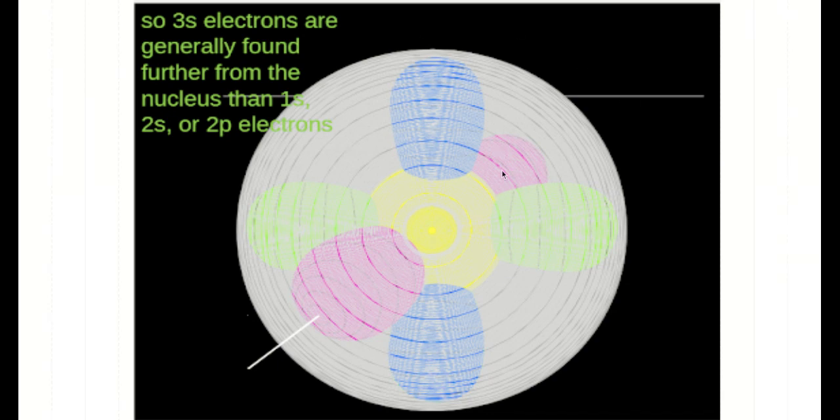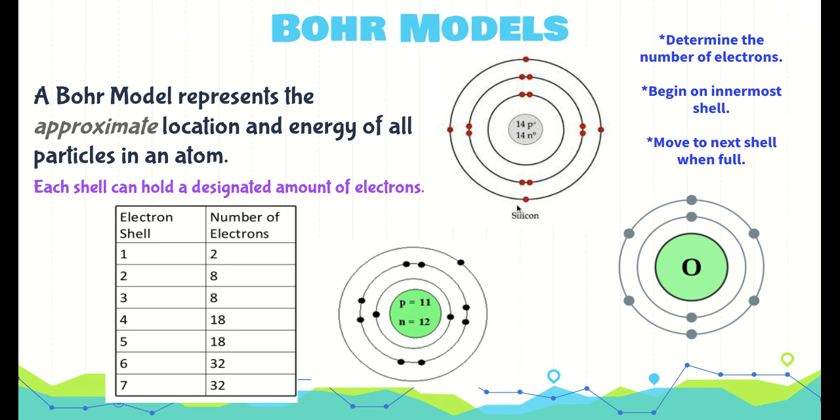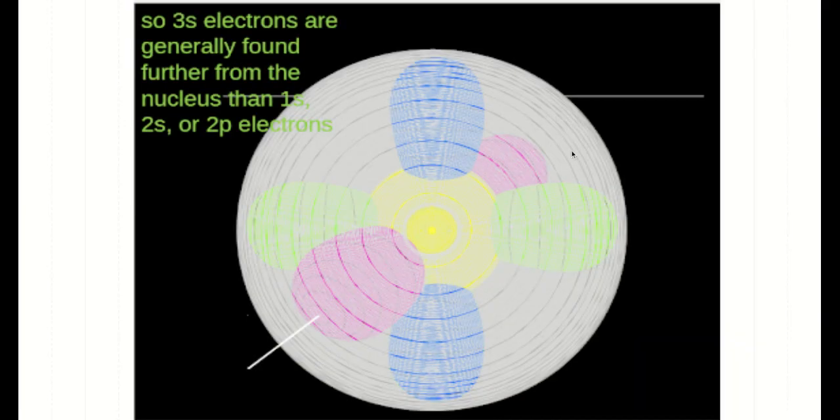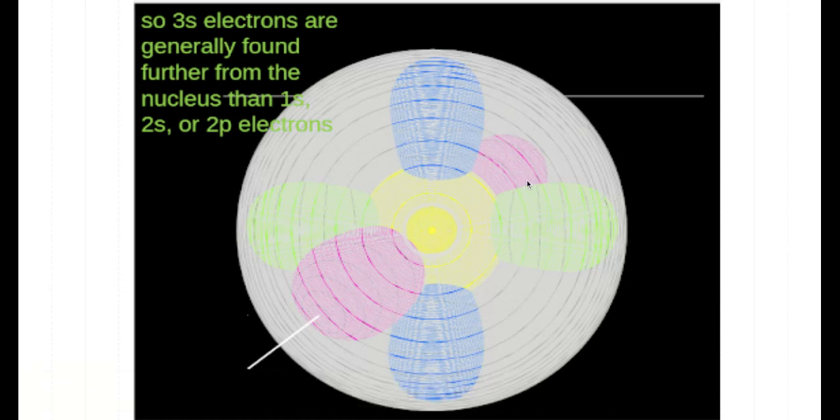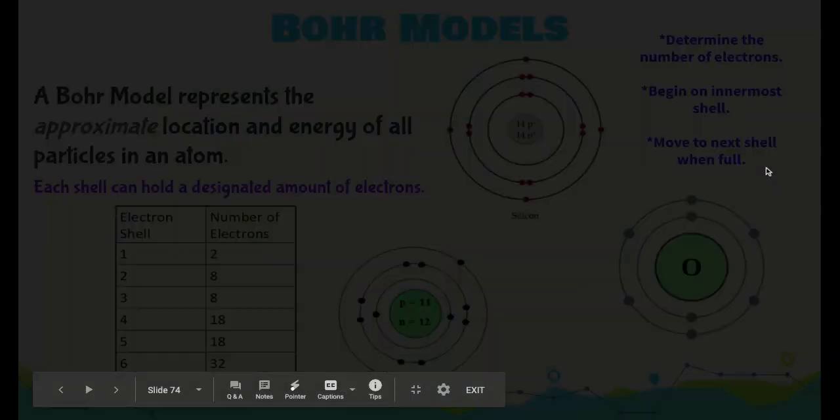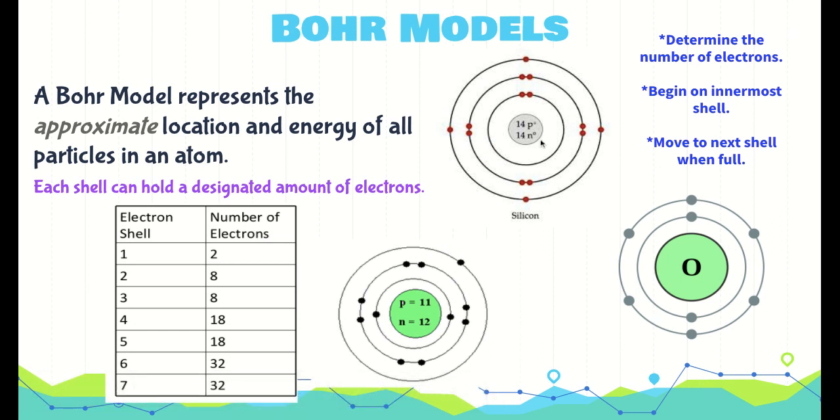All right, so we talked about how these layers look. In general, we're still going to want to represent these electrons on rings because that's much easier to see and describe than this. This is what it actually looks like, but it is very difficult to write down and keep track of because you have things in 3 dimensions. So to describe the location of electrons, we still use the Bohr models. The Bohr model is still going to give you an approximate location and energy for all of your particles.